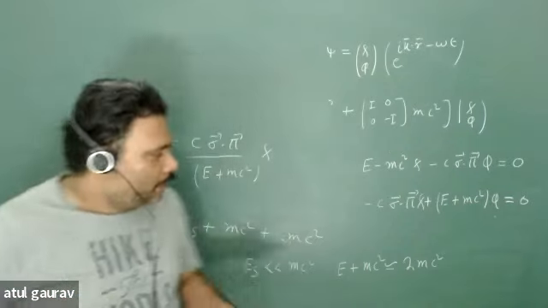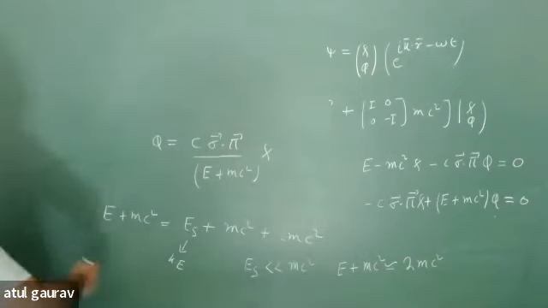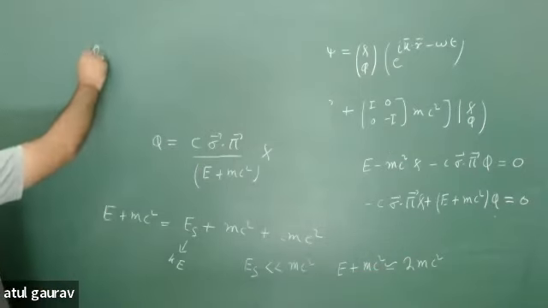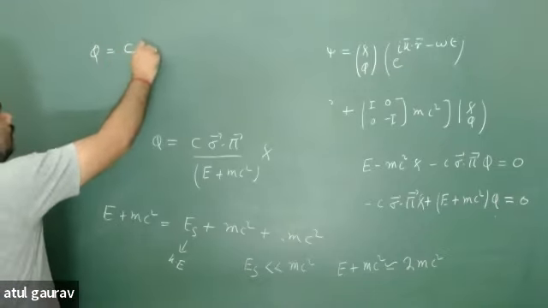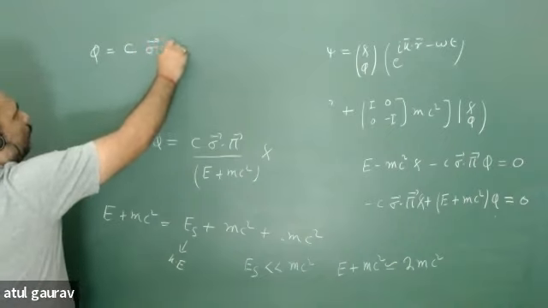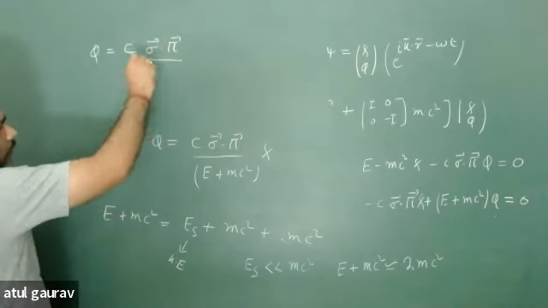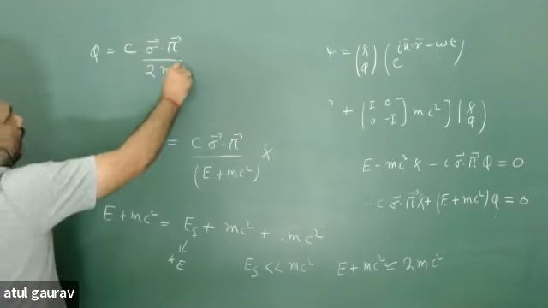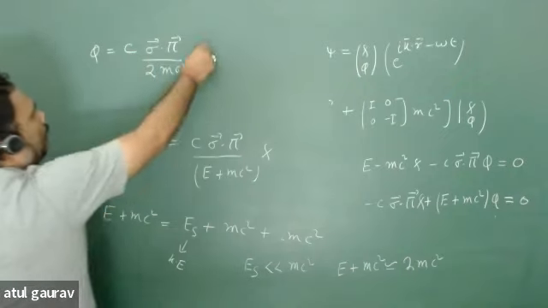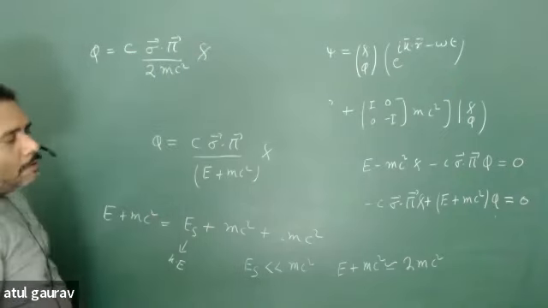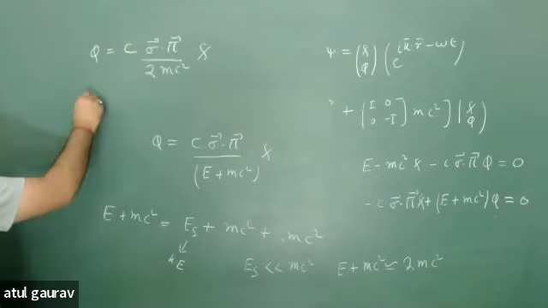Yes, sir. If I write like that, then we can write this whole thing in this way. Now look here, what is going to happen? So this φ is equal to cσ·π χ over the term 2mc², isn't it? Into χ. And now look at the first term. The first term is very interesting. What is your first term?